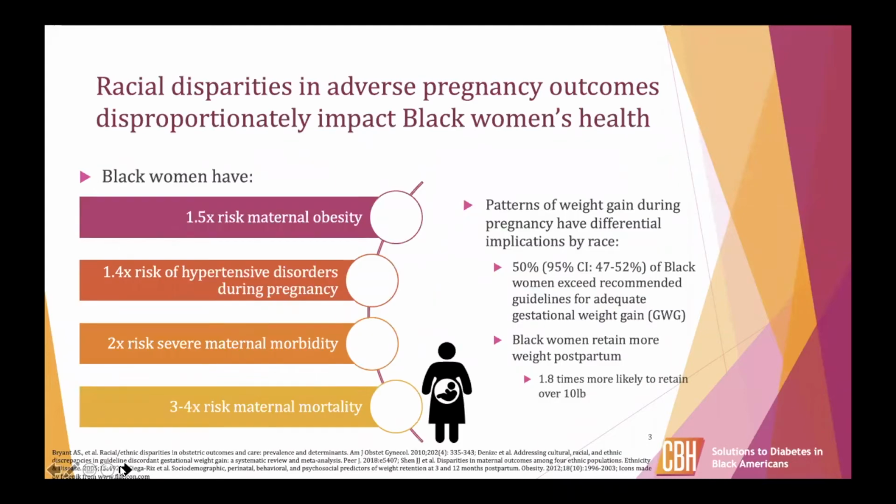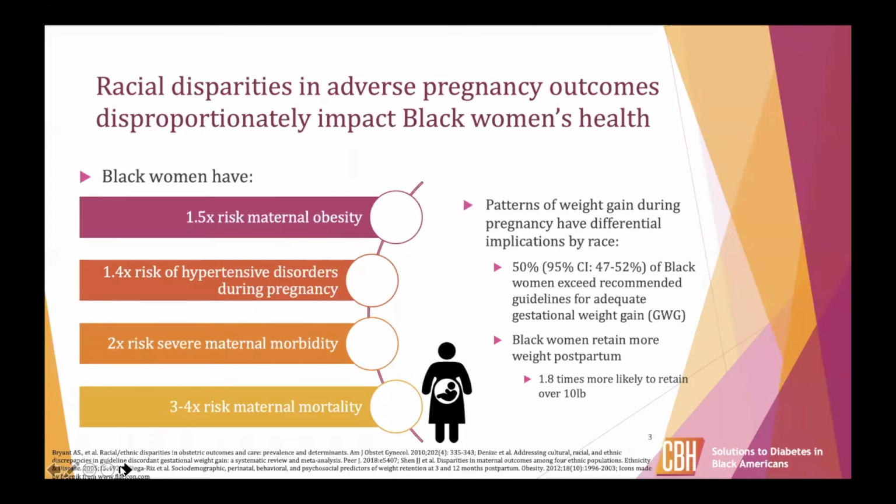So the background context for the motivation of the work that I'll be talking about today is one that many of us are all too familiar with. Racial disparities in adverse pregnancy outcomes disproportionately impact Black women's health. Black women have a higher risk of maternal obesity. They have higher risk of experiencing hypertensive disorders, including gestational hypertension, preeclampsia, and eclampsia during pregnancy, as well as higher risk of severe maternal morbidity, and an all too familiar statistic that Black women are also 3 to 4 times more likely to die due to pregnancy-related causes over the immediate delivery period and the year following that delivery period.